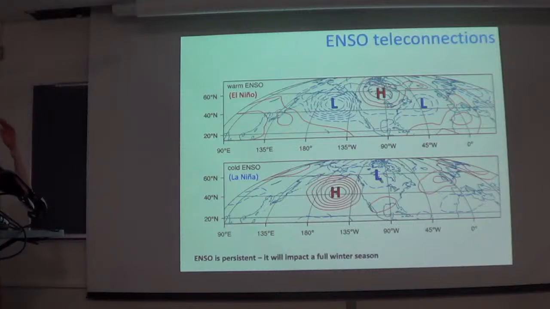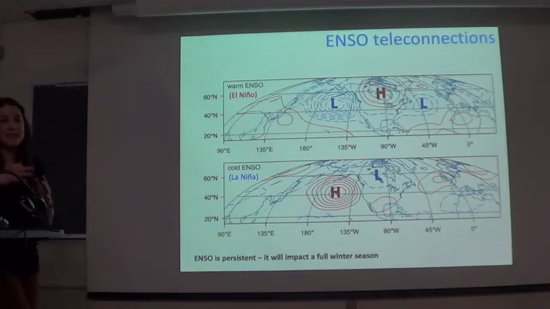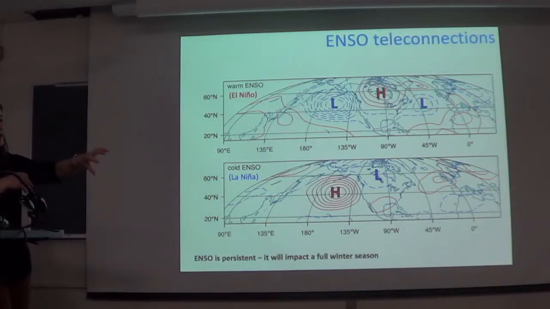These are really simple models where you just have linearized primitive equations about some basic state, and then you just have a forcing, and then all you get is the response to that forcing. So the simplicity of that is it's attributable. So you can get these teleconnection patterns from ENSO heating by itself.